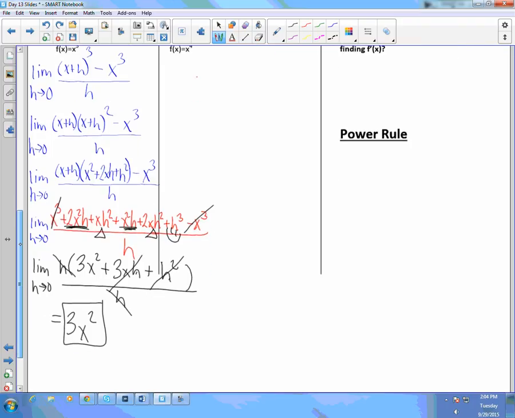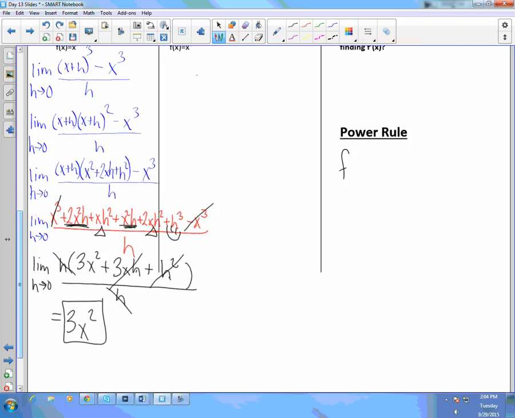The power rule. If we have f of x equals x to the n, our derivative f prime of x will equal, we bring the power in front, multiply it, kind of like logs and bringing that in front, x to the n minus 1. You decrease the exponent.